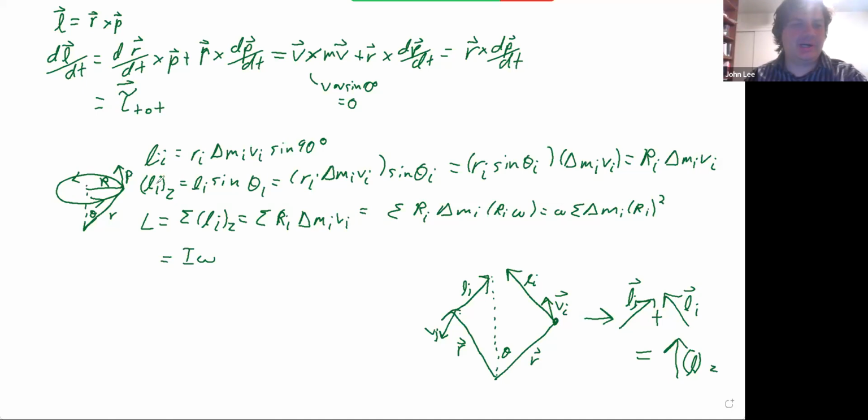So going back to our demonstration up here, Li_z is going to be Li sine theta i, where theta is this angle that r makes with the z axis, which is going to be ri times delta mi vi sine theta i equals ri sine theta i times delta mi times vi, which is going to be equal to big Ri times delta mi vi, where big Ri is just the projection of the r axis along the xy plane.